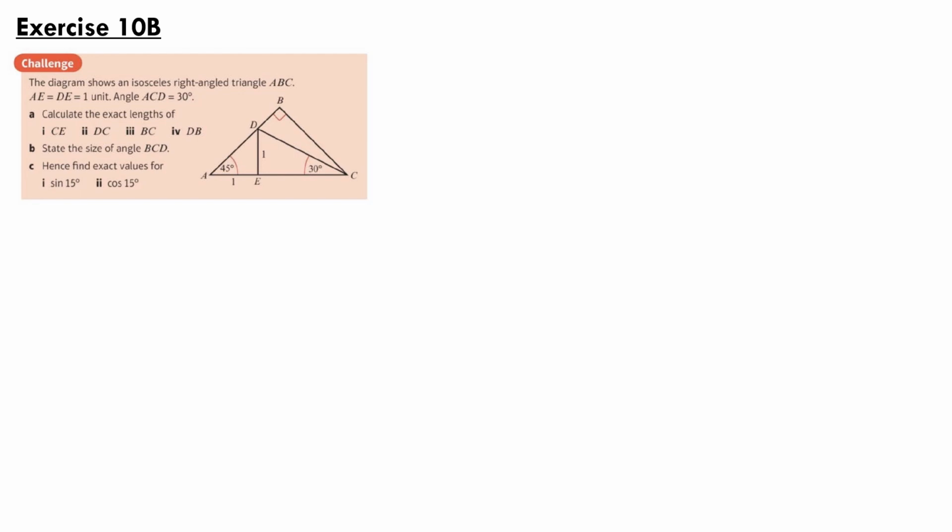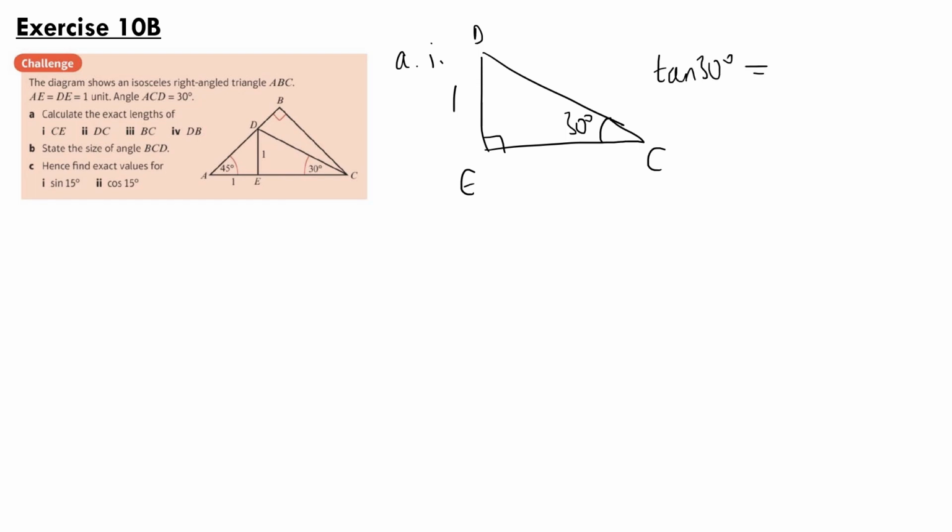So if we're looking at CE first, if we draw out the triangle CDE, so D here, E here, and C here, we have 30 degrees here and a side length of 1. To calculate the length of CE, we're going to use tan. So we have tan of 30 degrees is equal to opposite, so that's DE, over the adjacent, which is CE. And so we have CE is equal to 1 over tan 30, and tan 30 is root 3 over 3. So we have 3 over root 3, or just root 3.